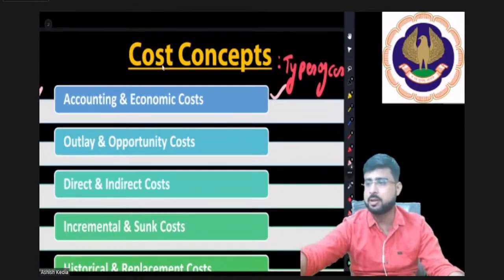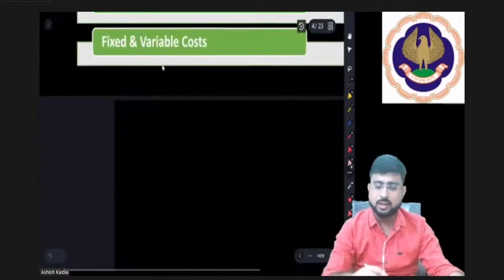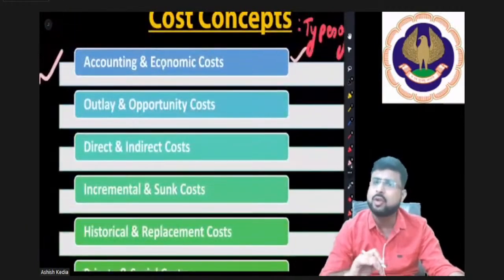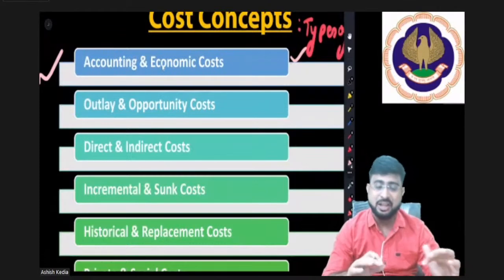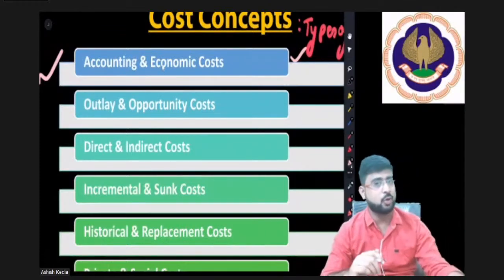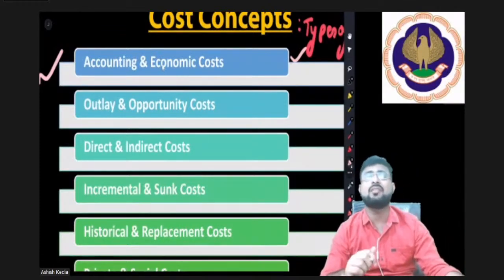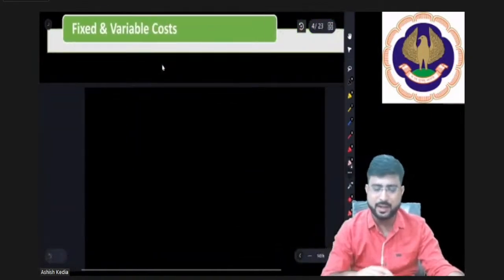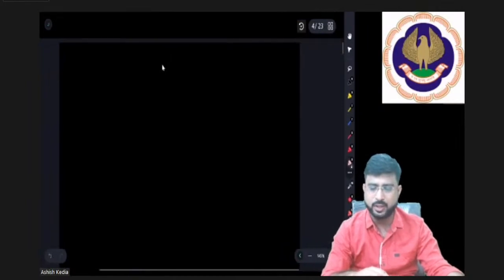So let's start, everybody. What are we discussing first? Explicit and implicit. But you told us, sir, you will teach us accounting and economic. Yes, my dear friends, in order to explain accounting and economic cost better, I am first starting with explicit and implicit costs. So pay attention, everybody.